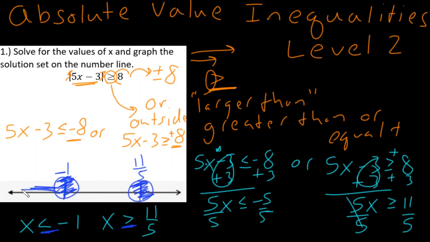Well, I find them when I'm going to the left. Okay. Where do I find values greater than 11/5? I find them going to the right. Okay. And we can say anything outside of these two numbers is a solution.